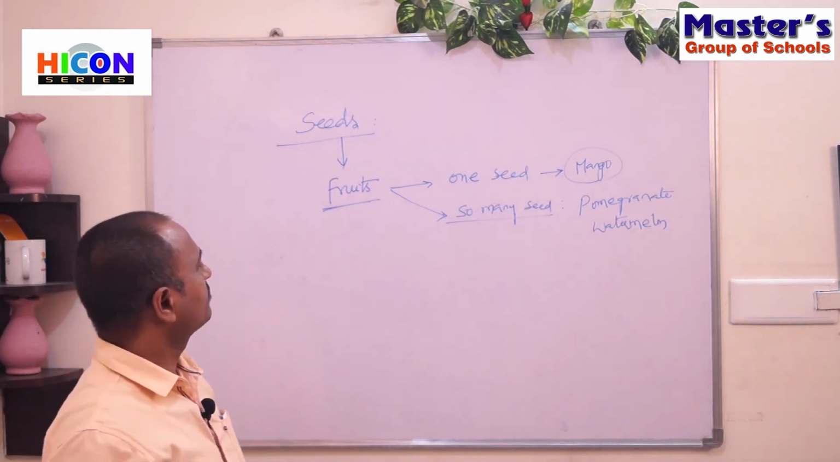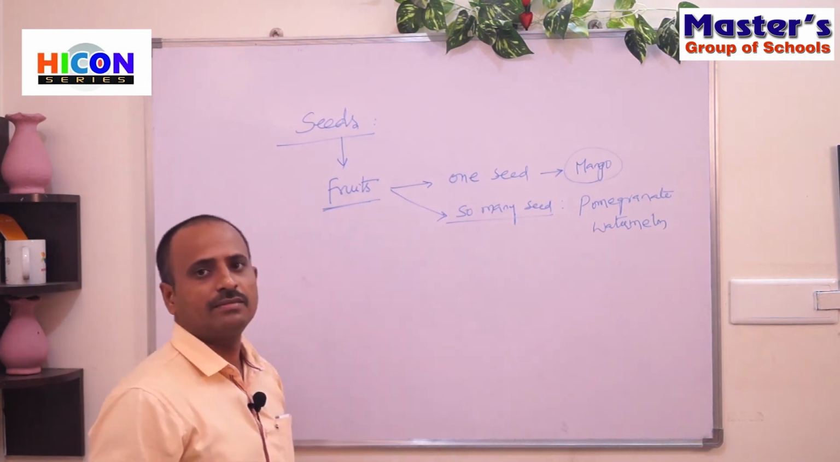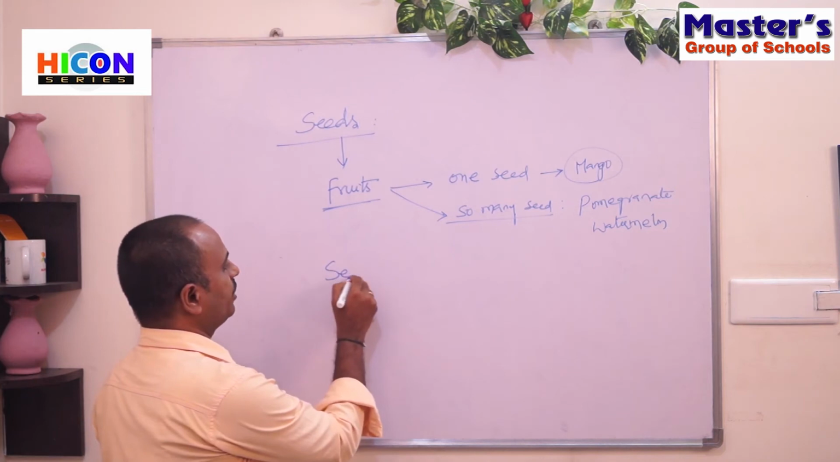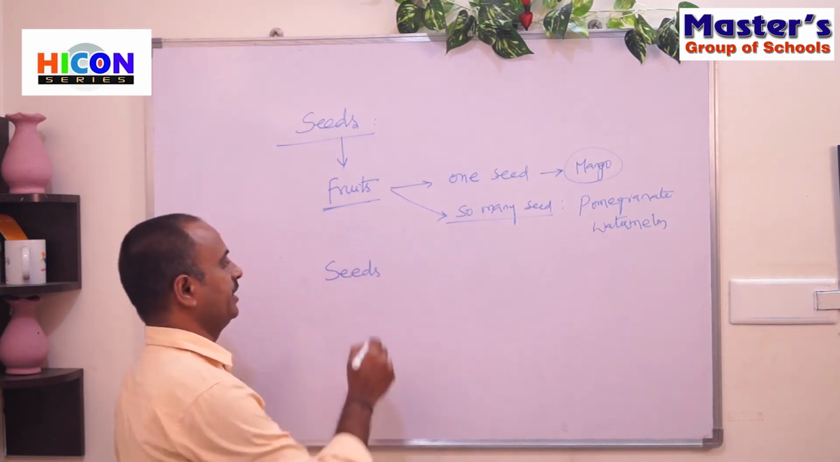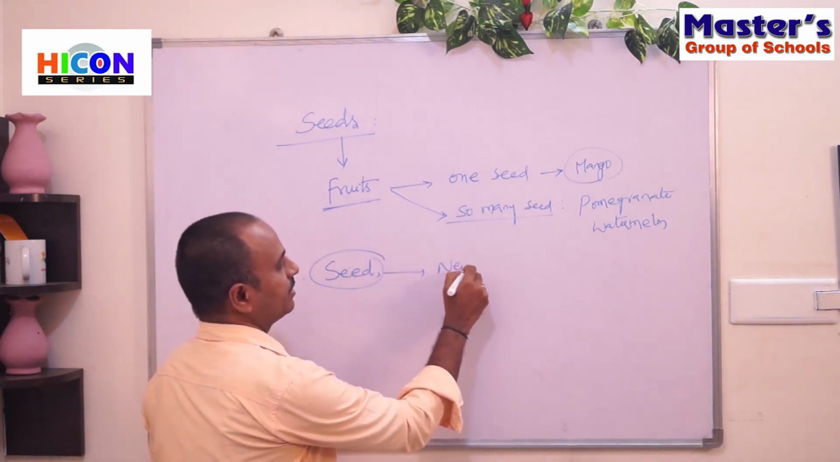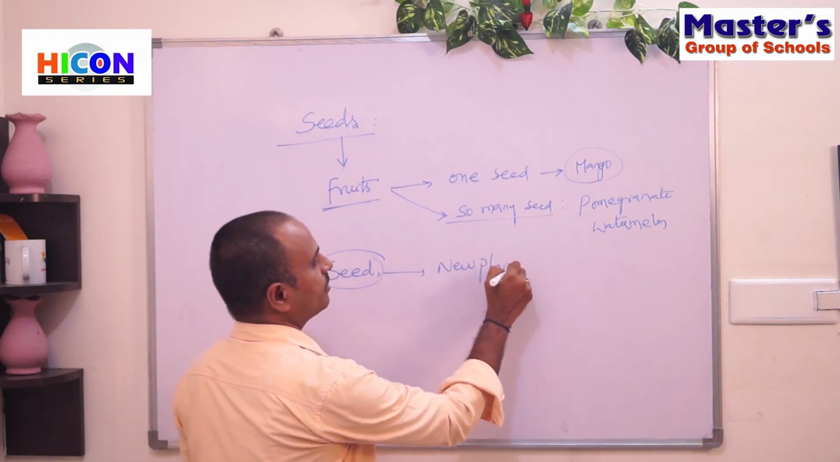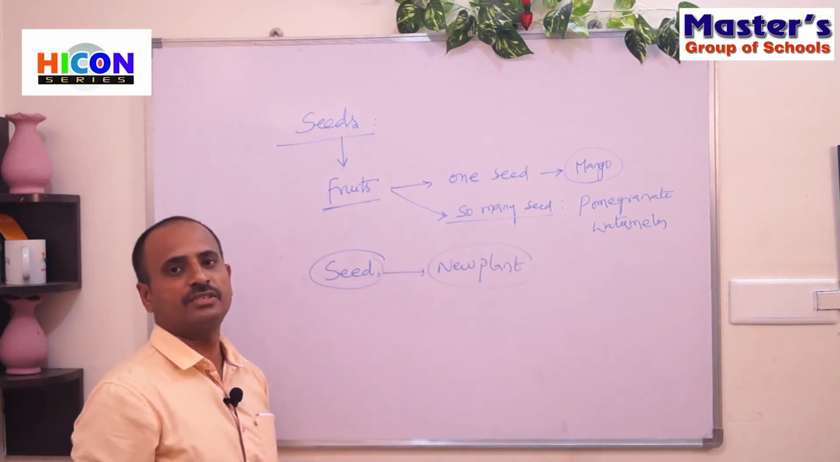Here, the seeds will grow into a new plant. That is called seed germination. So this process of getting a new plant from the seeds is called seed germination.